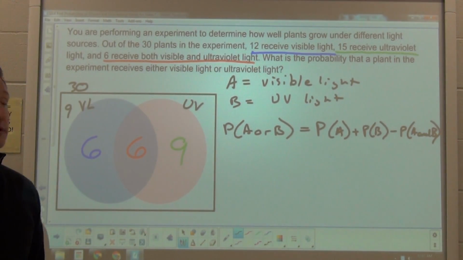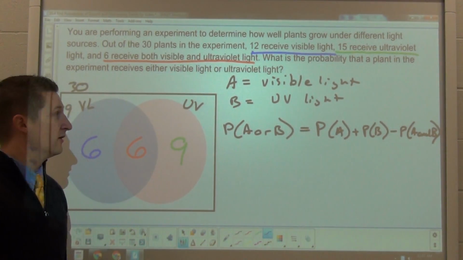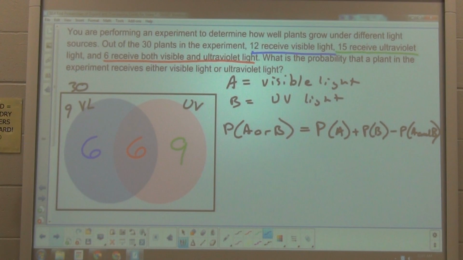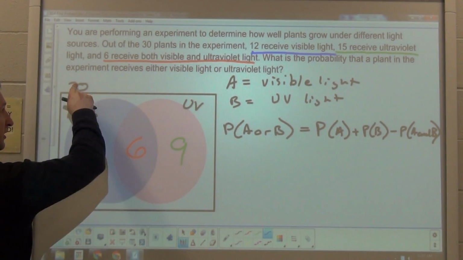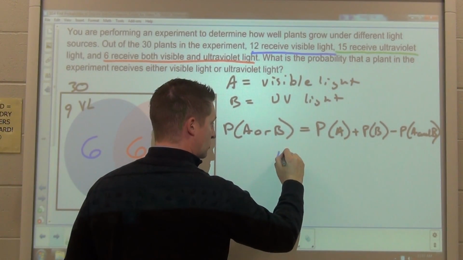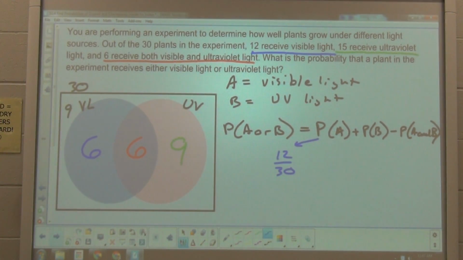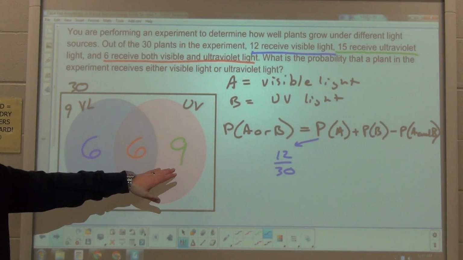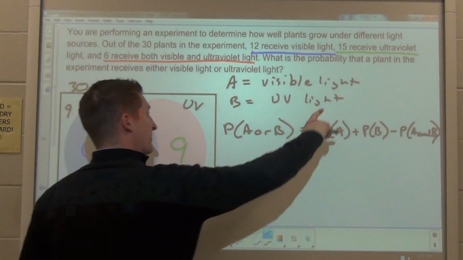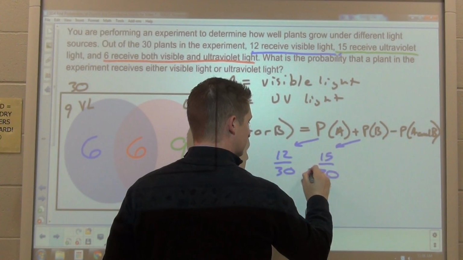We can go ahead and fill in some numbers in those particular situations now. So the probability of event A, a plant receiving visible light. Well, visible light, I've got 12 out of 30. 12 out of 30 receive visible light. So I'll put 12 out of 30. It's event A. The probability of event B, which is my plant receiving ultraviolet light, well, I notice that there's 15 out of 30 that receive the ultraviolet light. I'm going to add those two together.